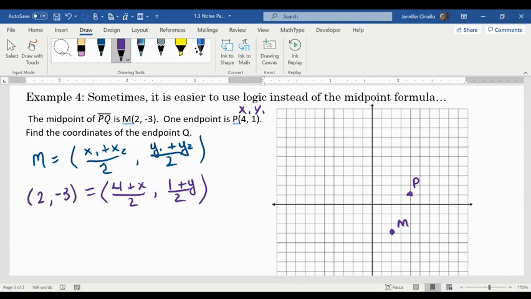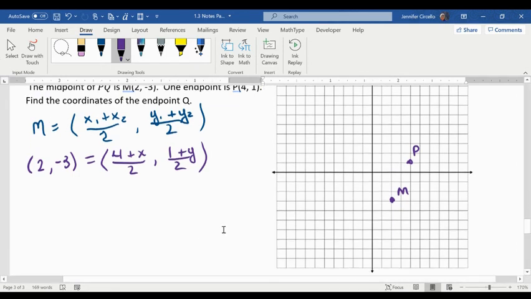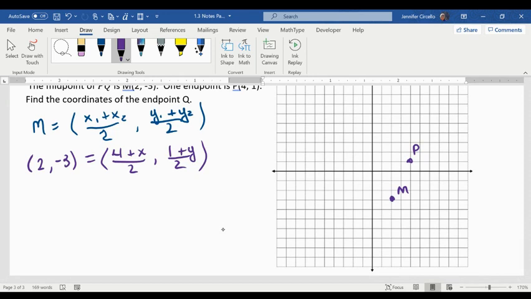Okay, so it's organized so that things are kind of on top of each other here with the parentheses. This is actually two different equations in this information. So the first one is that 4 plus x over 2 has to equal the x coordinate of my midpoint. So that has to equal 2. And the other one is 1 plus y over 2 has to equal -3.